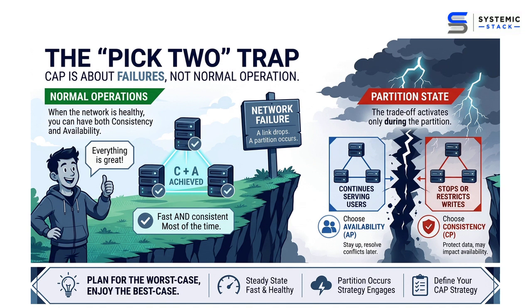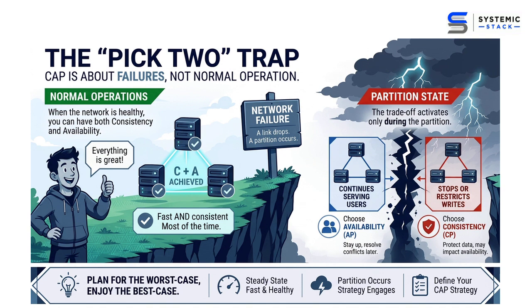One of the biggest misconceptions people have is the pick two trap. It sounds simple, but it's actually a bit misleading. In reality, when the network is behaving perfectly, you can have both consistency and availability. The trade-off only kicks in the moment the network breaks. What matters here is that it changes how you think about system health. Most of the time, your system will look like it's doing everything right, but the failure mode appears when that one critical network link drops. That's when your predefined CAP strategy takes over.